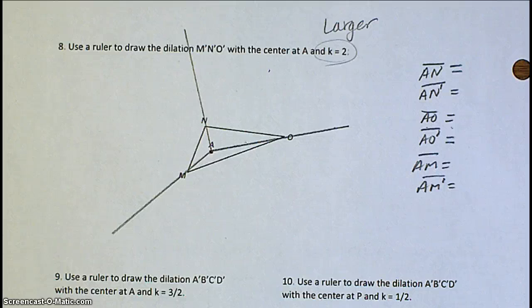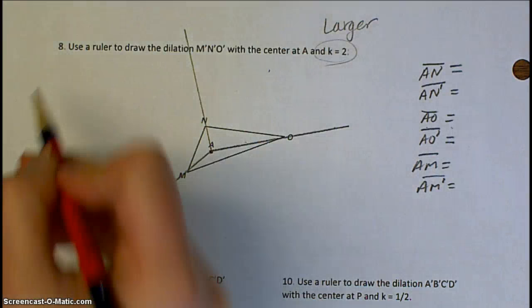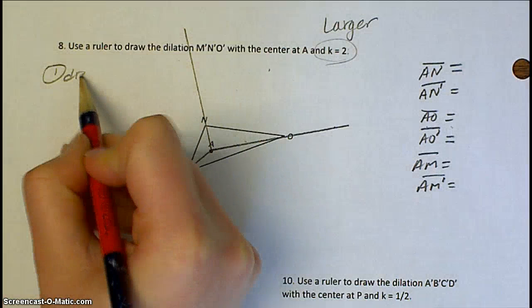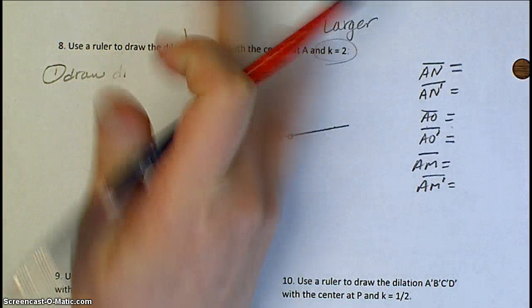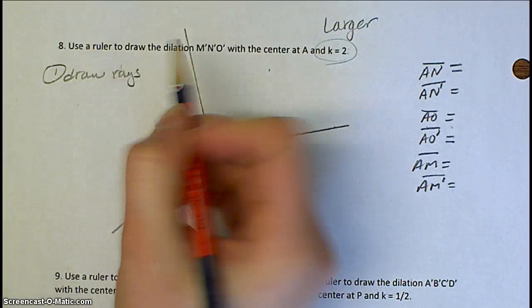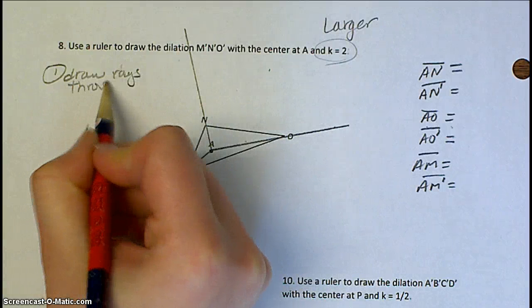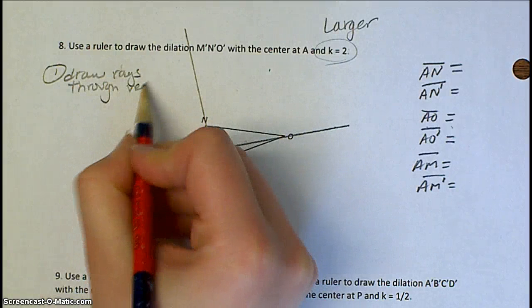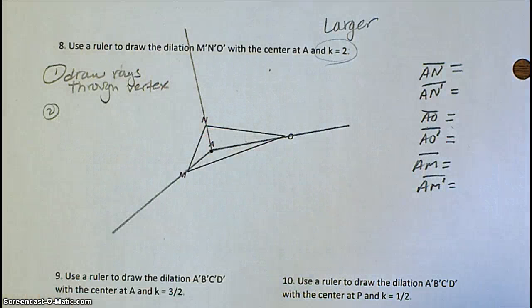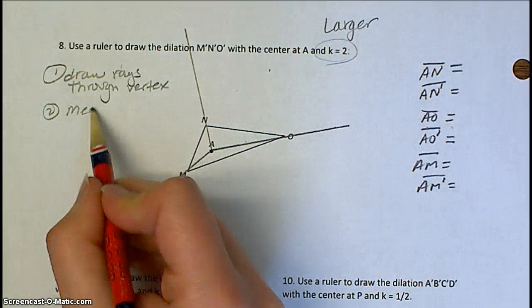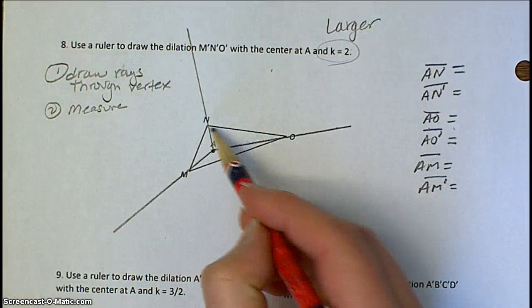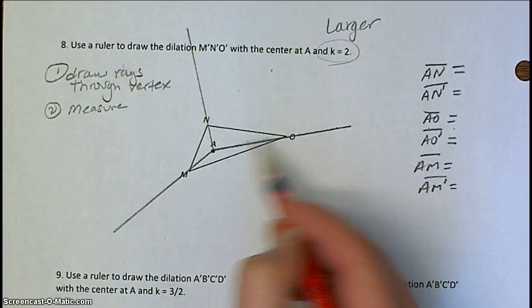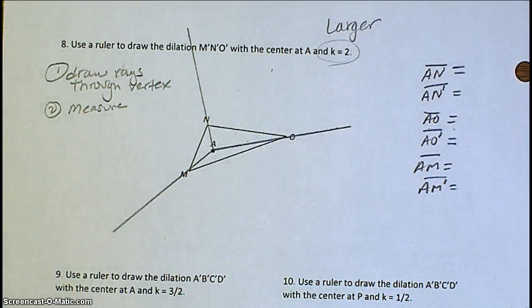Okay, now your second step, so step 1, draw the rays through each vertex. Step 2 is to measure. Measure the distance from your center of dilation to each vertex. Okay, so go ahead and do that in centimeters.